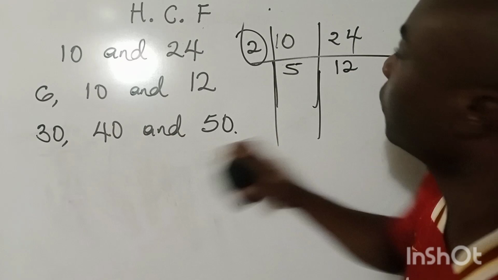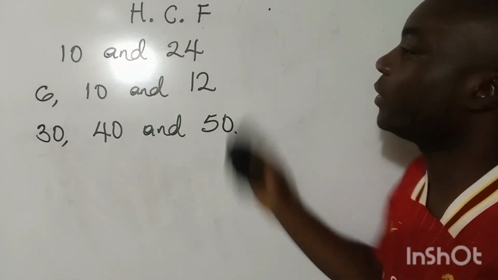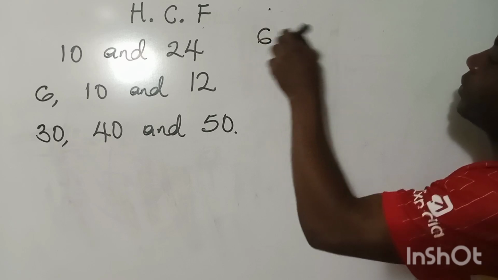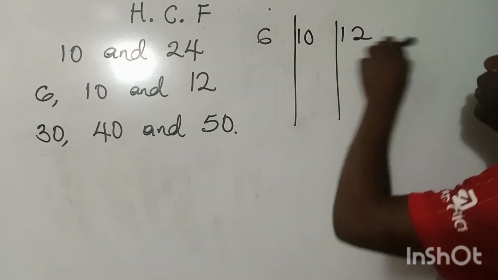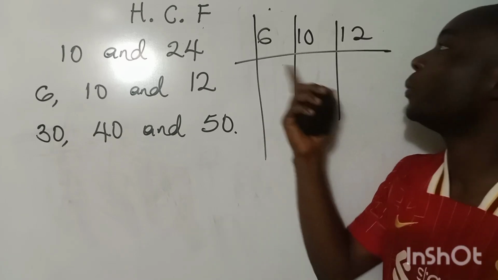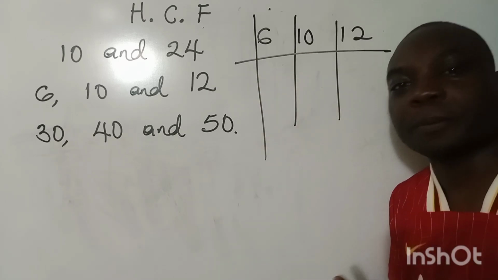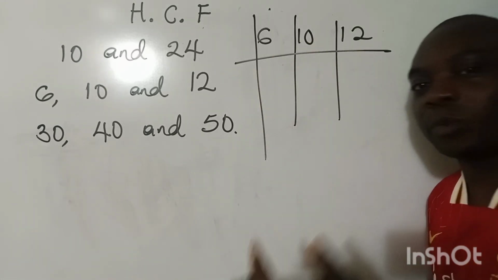All right, so let's see the next one. The next question is 6, 10, and 12. So the HCF of 6, 10, and 12. So the same thing, we draw a table in this manner. All right, so we look for the lowest prime number that 6 can divide, 10 can divide, and 12 can divide, just like we did earlier.